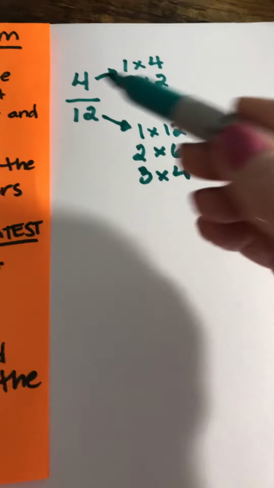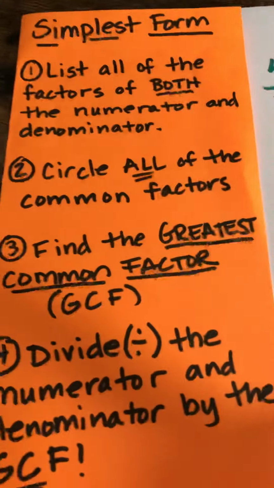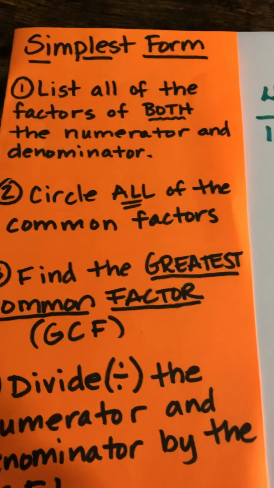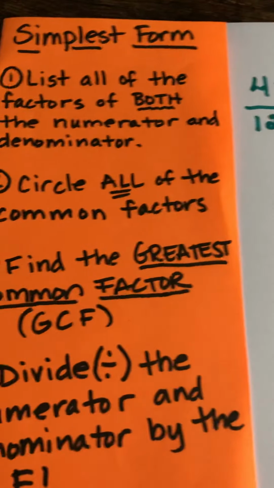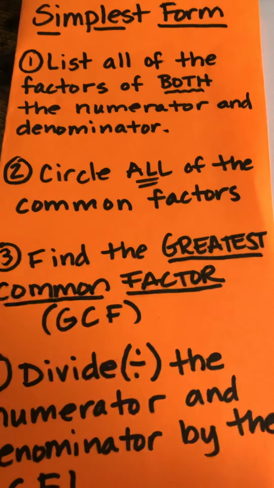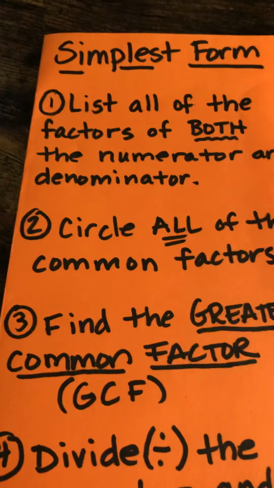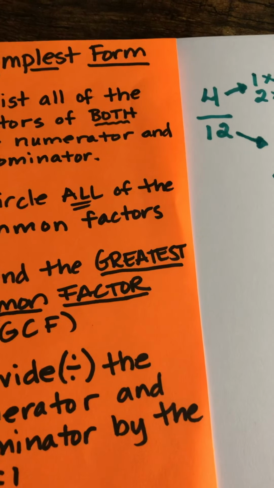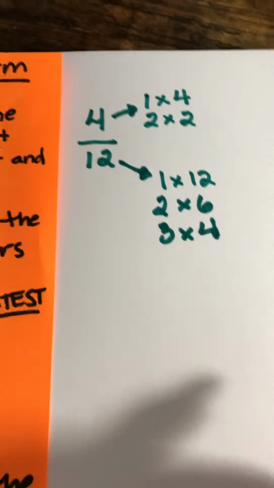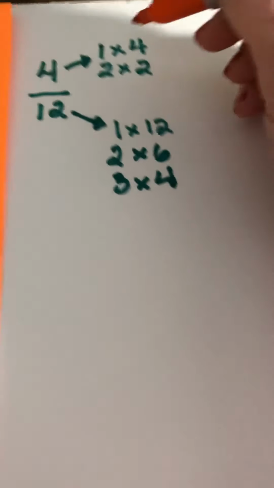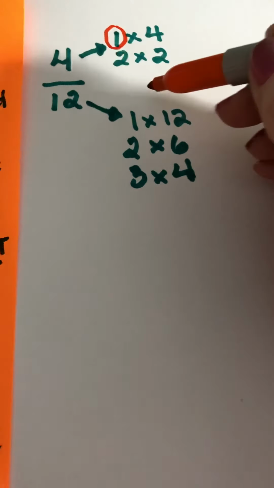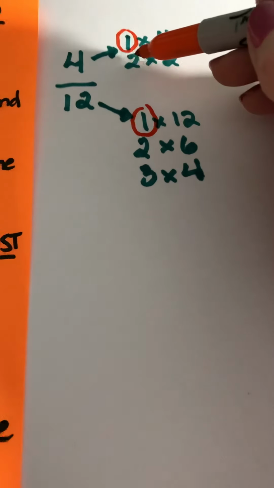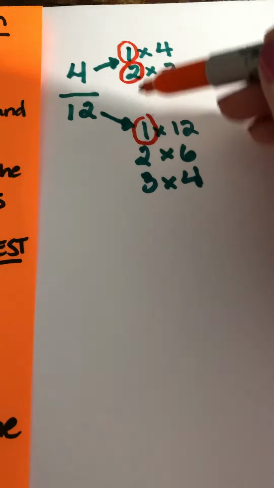Now I'm going to change colors here because step 2 says circle all of the common factors. That means circle all of the factors that these numbers have in common. And common means any numbers they have that are the same. Well, let's look. They both have a 1. Yep, he's got a 1, he's got a 1. Do they both have a 2? Yep, they both have 2s.